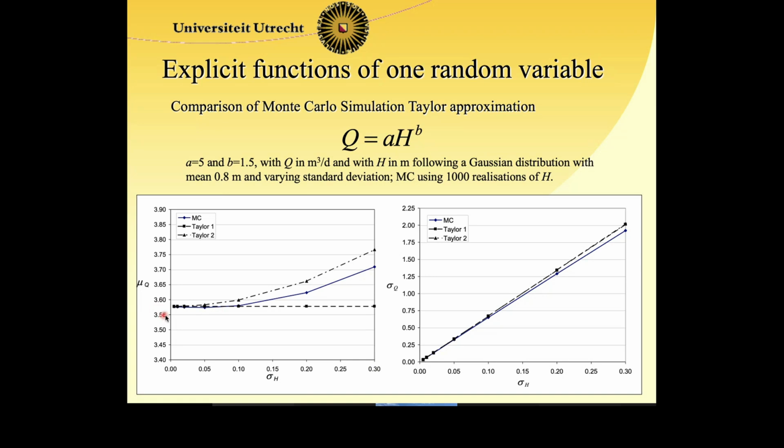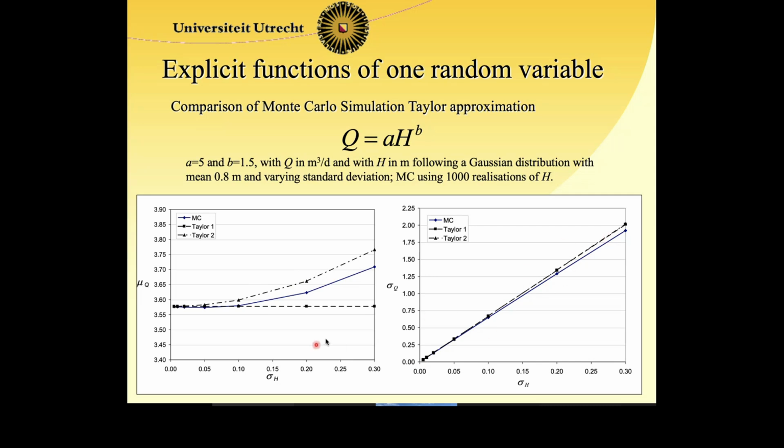And you can see that with the first order Taylor approximation, there is a bias in the estimate of the discharge. So if we just ignore the uncertainty and we use a first order approximation of the mean, we see that we're not doing very well. A second order approximation, however, is doing much better. It at least gets the right tendency. It overestimates a little bit, but it gets the tendency right.